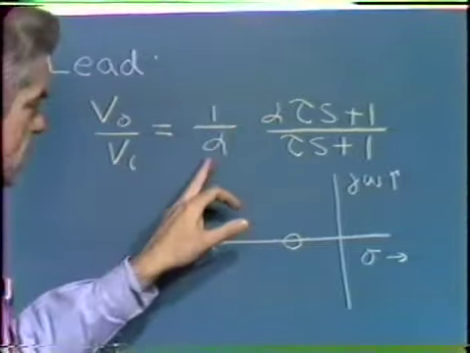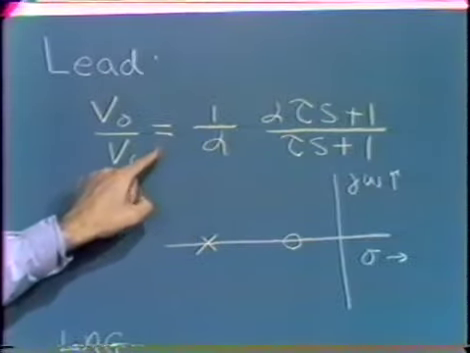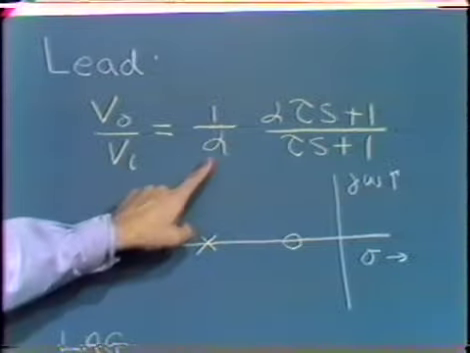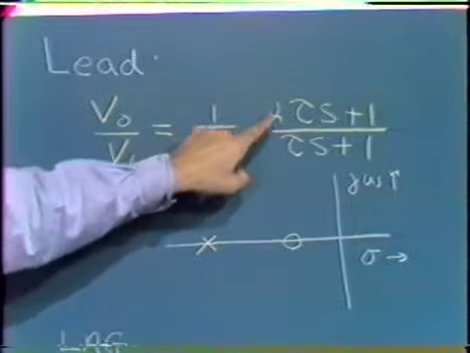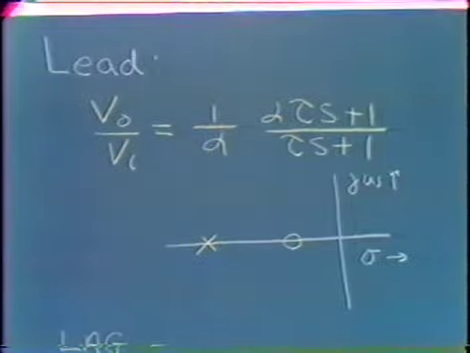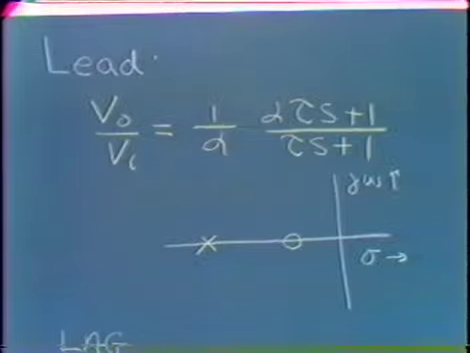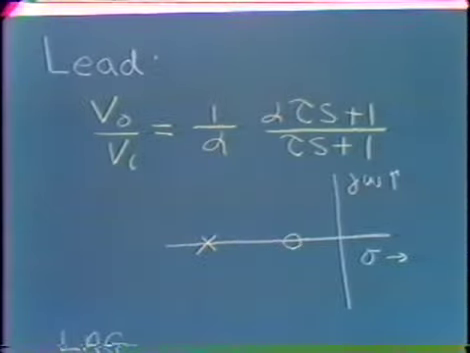If I normalize the expression by bringing a 1 over alpha out in front, I get an expression that can be realized with a simple passive network. And so very frequently, a lead type transfer function is written as 1 over alpha, alpha tau s plus 1 over tau s plus 1. The lead type transfer function, as the name implies, gives us positive or leading phase shift, actually at all frequencies, but with the greatest positive phase shift occurring between the zero and the pole.